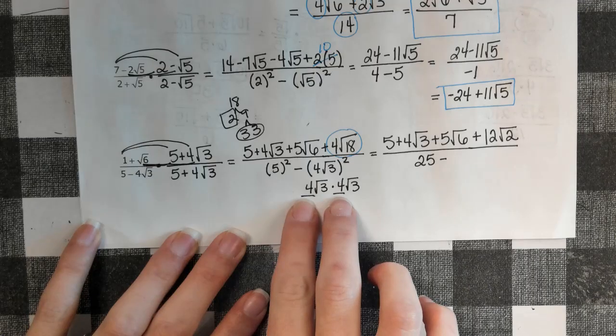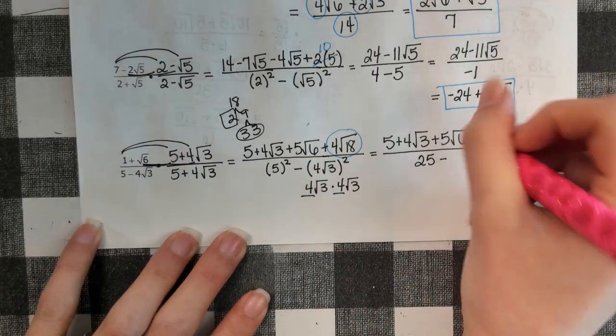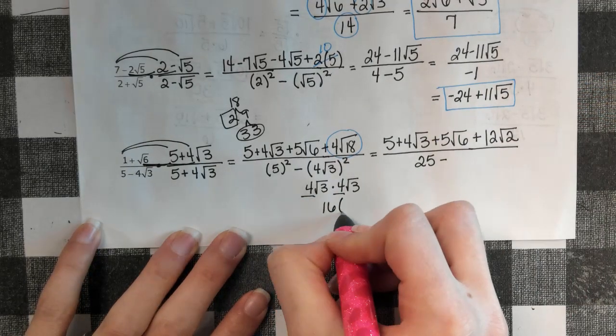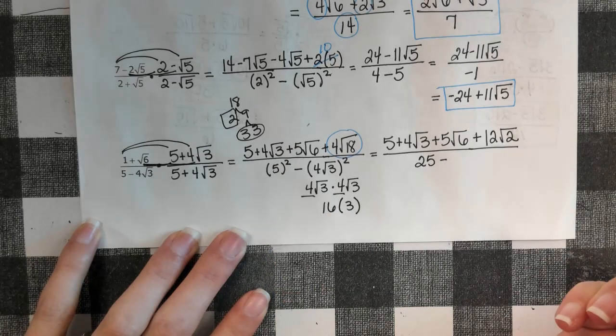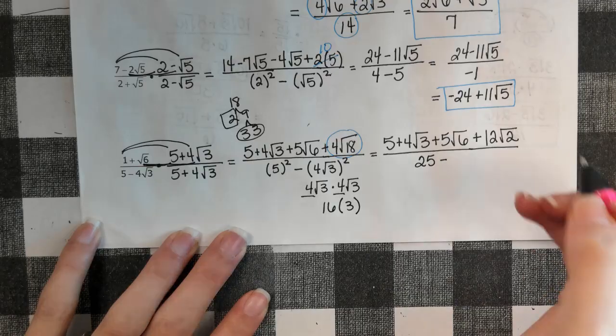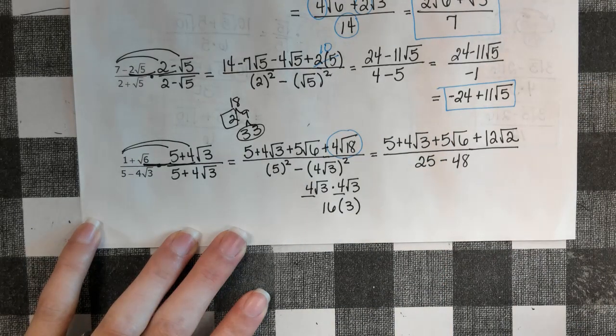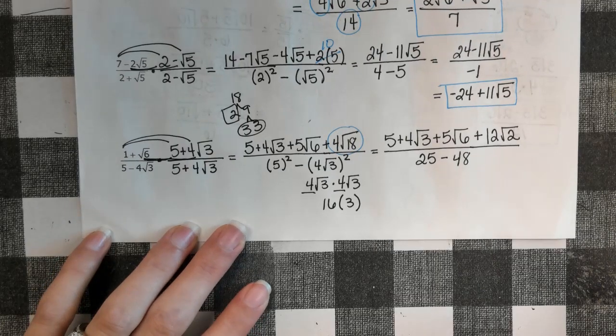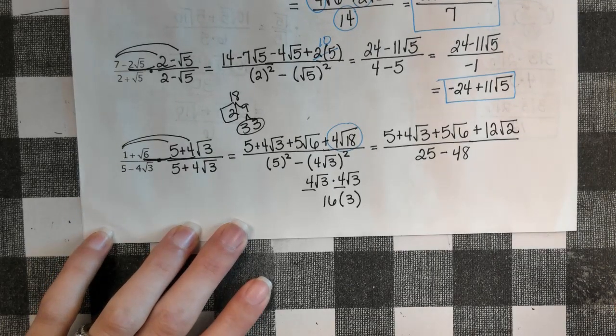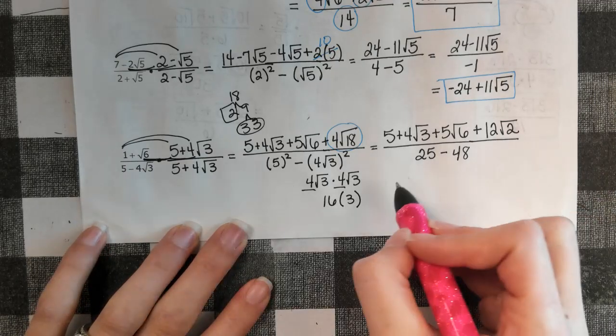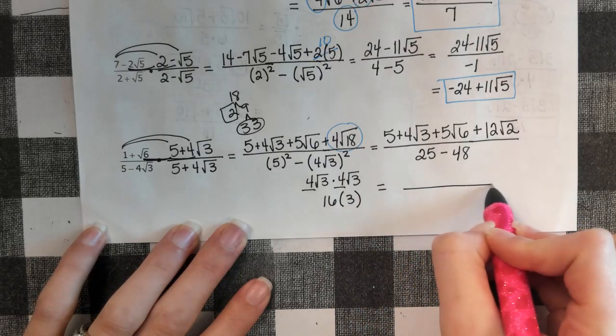Okay, so 4 times 4 is 16, and then square root of 3 times square root of 3 is 3. What's 16 times 3? 48. 48. You understand that? No questions on that? Okay, so now we just need to simplify the denominator.